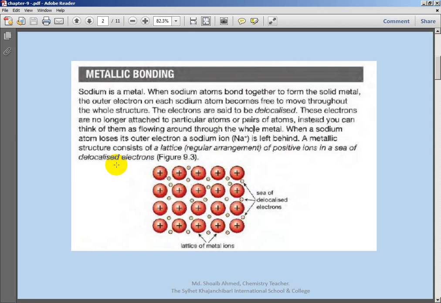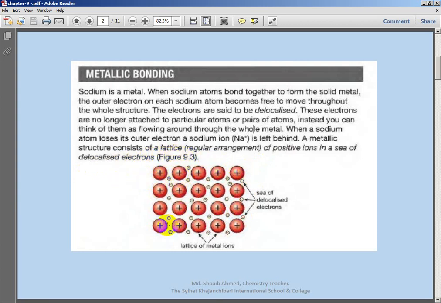So here, when a metal loses electrons and becomes positive ions, these electrons move throughout the structure. They will not stay in one ion. They move throughout the structure. That means the positive ions are in a sea of delocalized electrons. Here, a metallic structure consists of a lattice, a regular arrangement.